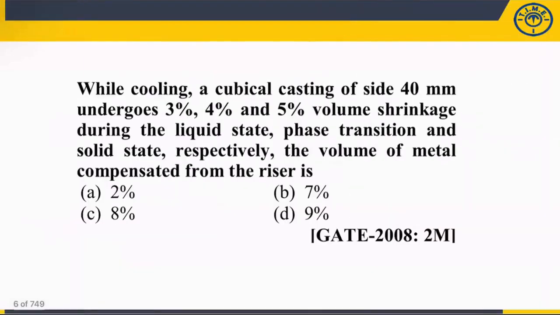Now read this question. GATE 2008, 2 marks question. While cooling, a cubical casting of side 40 undergoes 3%, 4%, and 5% volume shrinkage. So they have given where these shrinkages are happening. Now I have told you which two shrinkages are compensated by the riser. These shrinkages you have to add on. So if you are getting the answer, you can comment in the chat box.